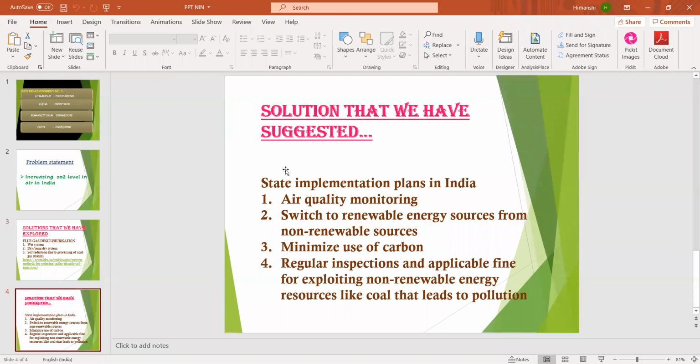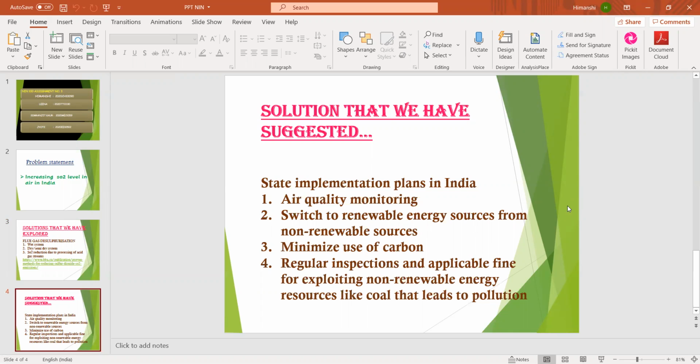Moving forward, we have some solutions that we have suggested. Those are the state implementation plans in India. The first one is air quality monitoring. Air quality is measured with the air quality index. The air quality index is the way of showing the changes in the amount of pollution in the air. Therefore, air quality should be regularly monitored to ensure the accuracy of the air quality index.